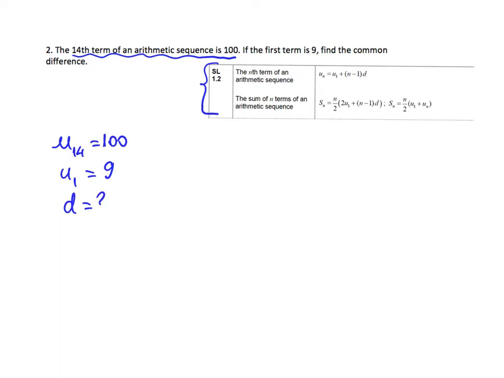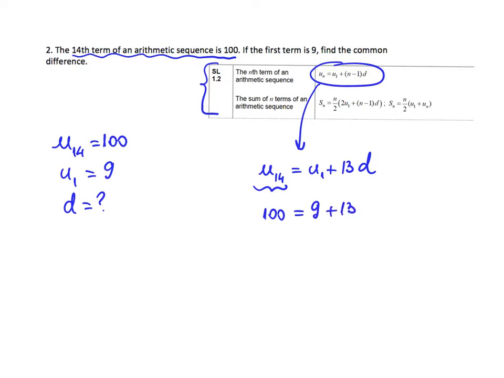Find the common difference. Now, as you see here, that's a formula linking the nth term. So in my case, U14 is U1 plus 13D. So in this equation, I know U14, I know U1, and I need to find D. So I can use nsolve in my GDC, and that's what I'm going to type. And my GDC will give me D as being 7.